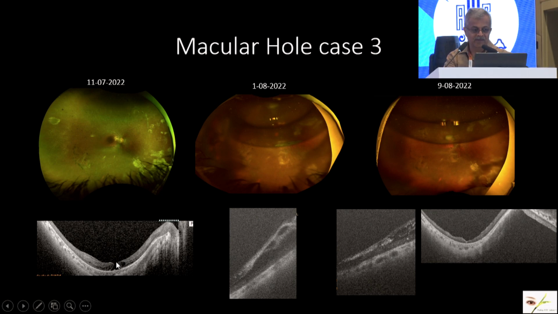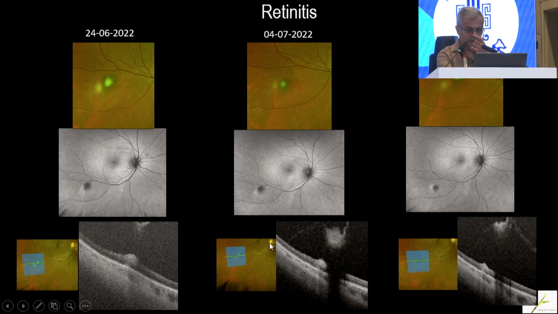Now, this was a young patient with a macular hole and retinitis pigmentosa and abnormal vitreoretinal traction. I did localized vitrectomy, PVD induction, posterior pole, and you can see that eventually the posterior vitreous is getting detached here. So all these things are beautifully demonstrated.